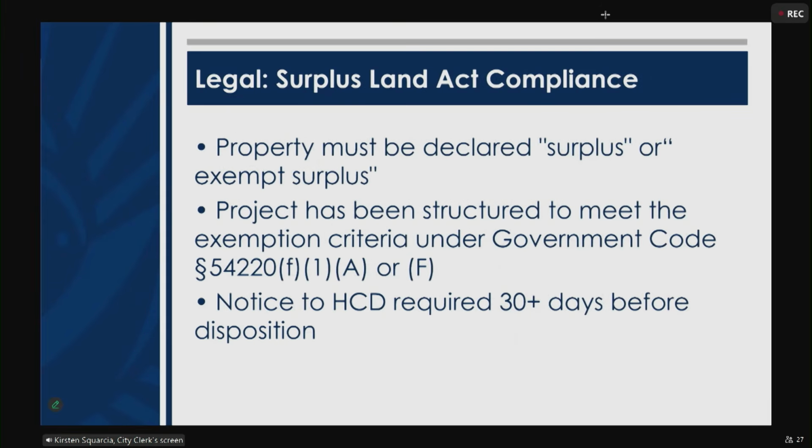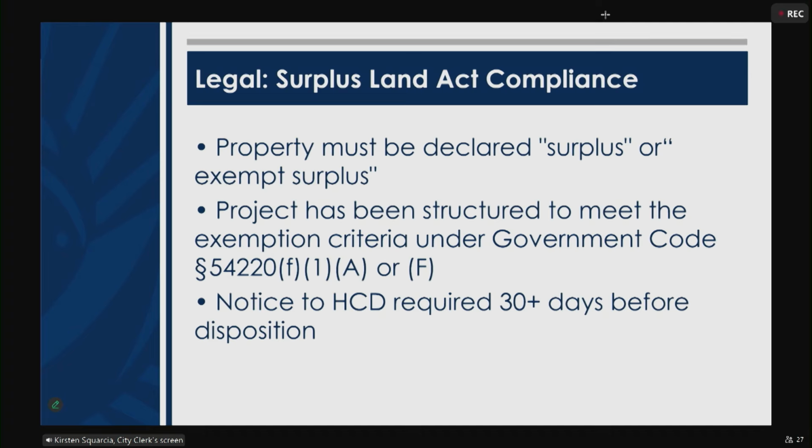Questions have also arisen with respect to the Surplus Land Act, so I'll give a little bit of background on that as well. Any time that a public agency is disposing or leasing public land for an extended period of time, it is subject to the Surplus Land Act, which I will refer to as the SLA. The SLA requires that public property be deemed either surplus land or exempt surplus land. In the case of the Mary Avenue project, as Jean mentioned before, legal review was sought in 2021 to ensure that from inception, this project met one of the requirements for the exempt surplus land designation.